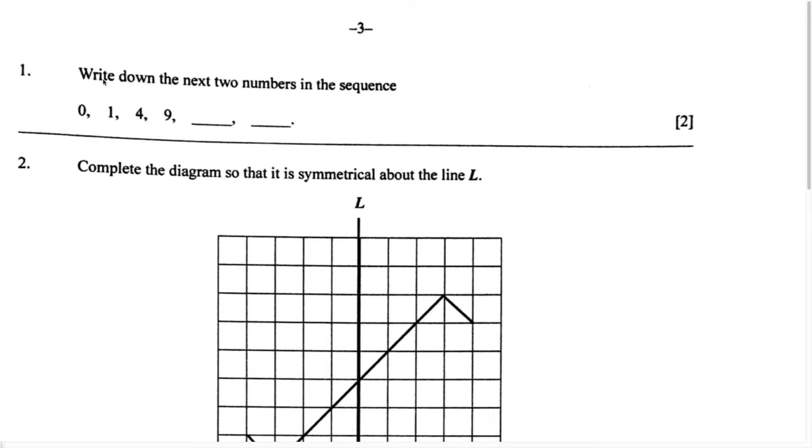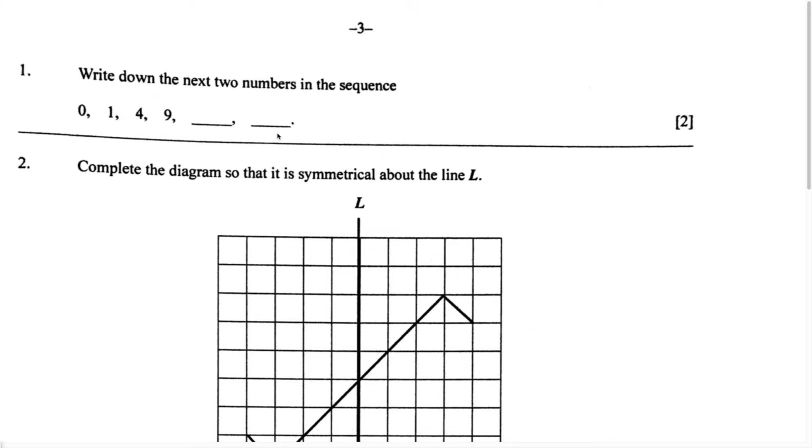Now before we begin, take a deep breath. Now relax. Let's begin the exam. So it says write down the next two numbers in the sequence. We have 0, 1, 4, and 9. So they want us to find what are the other two numbers in this sequence.